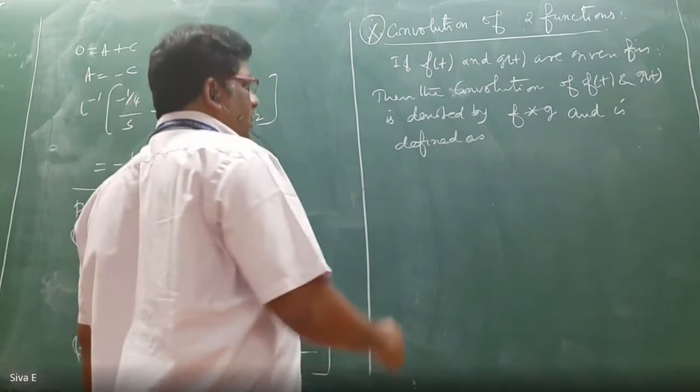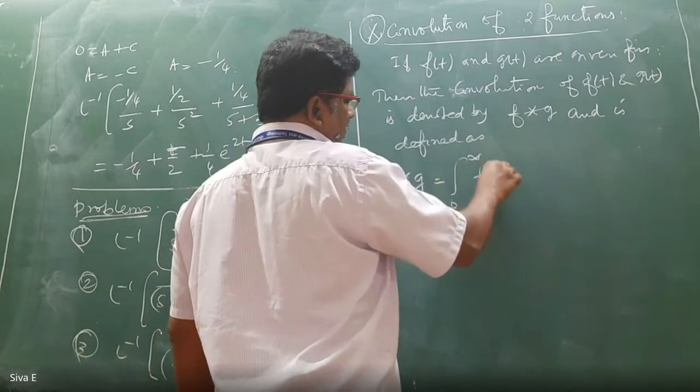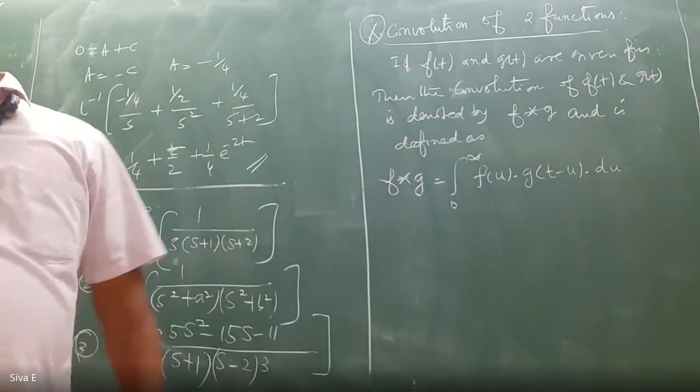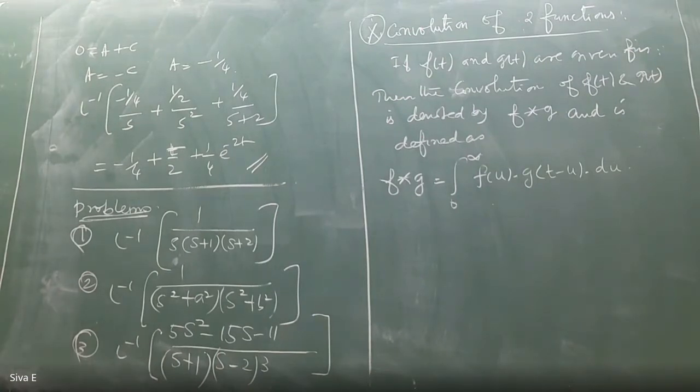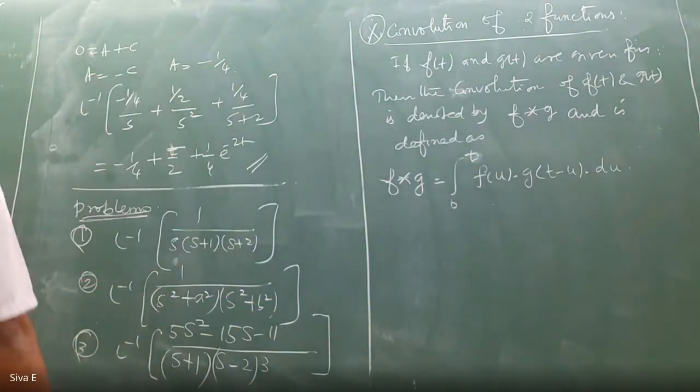And is defined as f star g equal to integral over 0 to infinity f of u into g of t minus u du. Sorry, it's not 0 to infinity, it's 0 to t. 0 to t, f of u, g of t minus u, du. The Fourier transform only should be 0 to infinity. Here, 0 to t. And it is denoted by f star g.